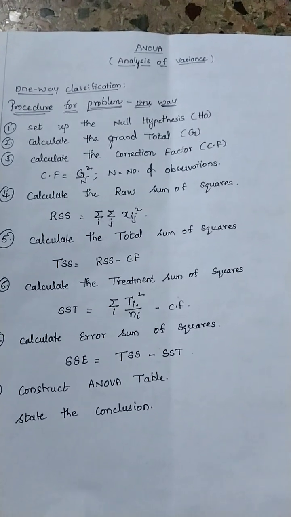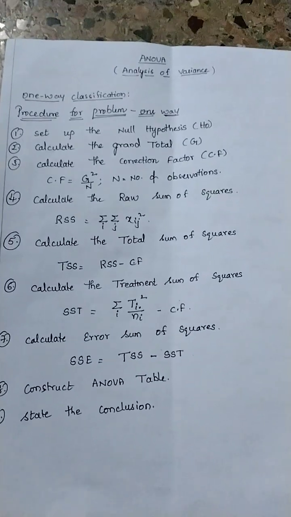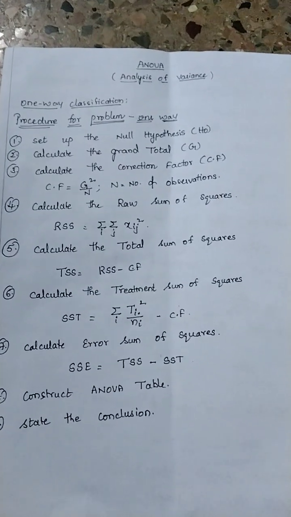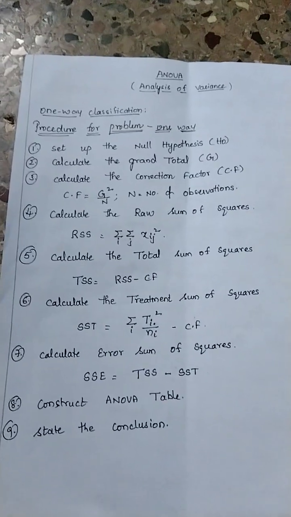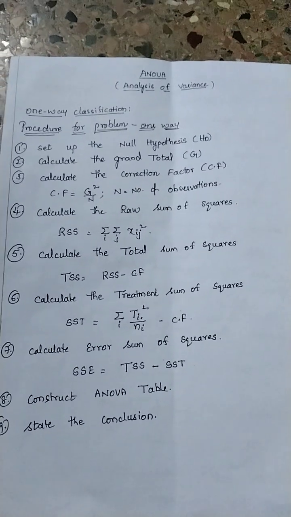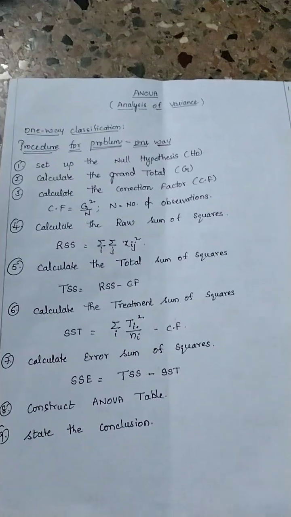Whereas here there are two types of causes. One is assignable causes and another one is chance causes. Assignable causes are the causes which are under the control of human hand, and chance causes are the causes which are not in the control of human hand. That means you don't know where the chance causes have occurred.